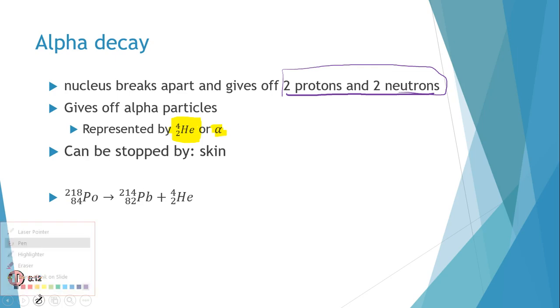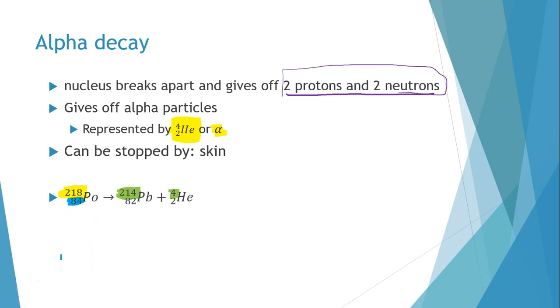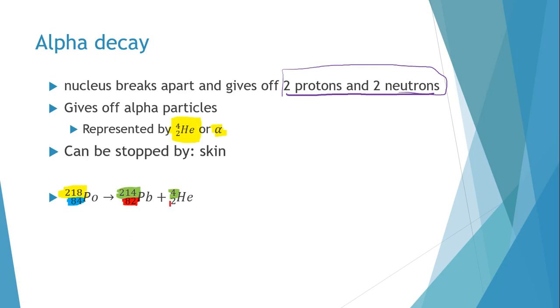So if you look at this one, we'll switch back to highlighter here. The top number on this side is 218. So the top number on this side has to add up to 218. We have 214 plus 4. Well, guess what? That adds up to 218. Well, you know what? Our bottom numbers have to be equal as well. So if I switch colors for the bottom numbers, this bottom one is 84. Well, if we switch over here to the other side, let's use something we might be able to see through. Over here, the bottom numbers still add up to 84. We have 82 plus 2 is 84.